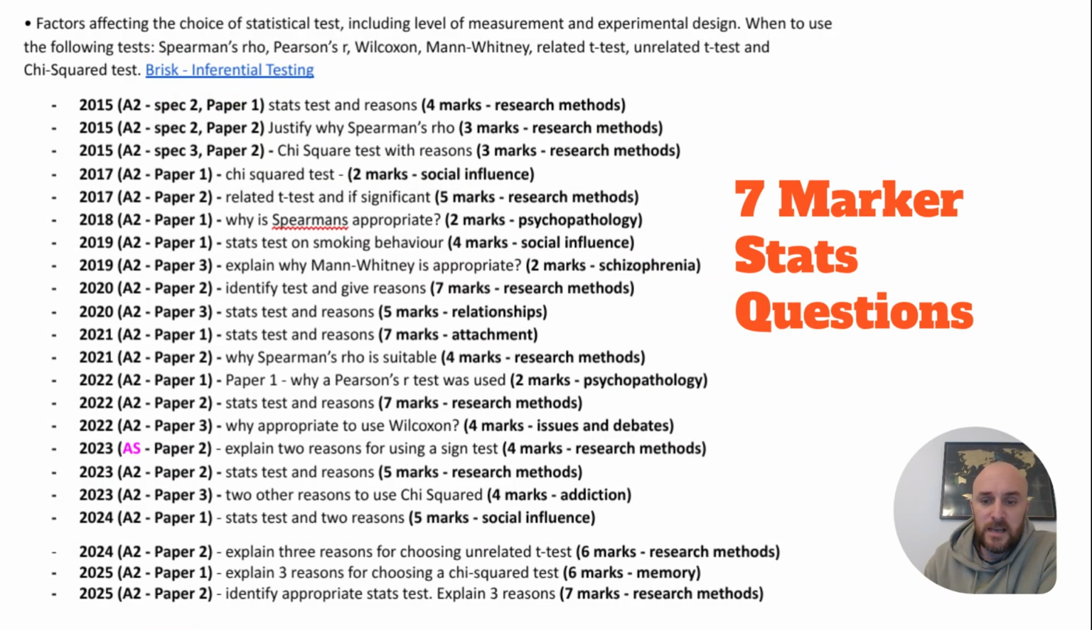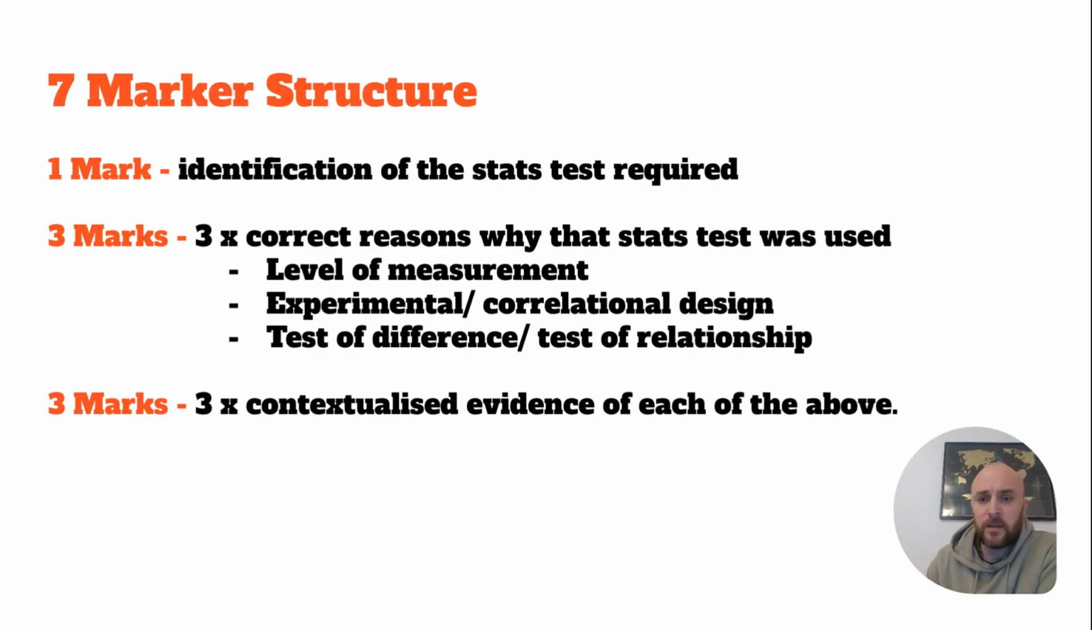So I'm going to focus in on one of the 2022 ones. In fact, the 2022 that came up in paper 2. I'll come to that in a second. So this is how you answer a seven-marker stats question. You get 1 mark for identifying the correct stats test, be it Spearman's or Pearson's or Mann-Whitney, chi-squared, whatever, right? You get 1 mark for saying it. That leaves you 6 marks left.